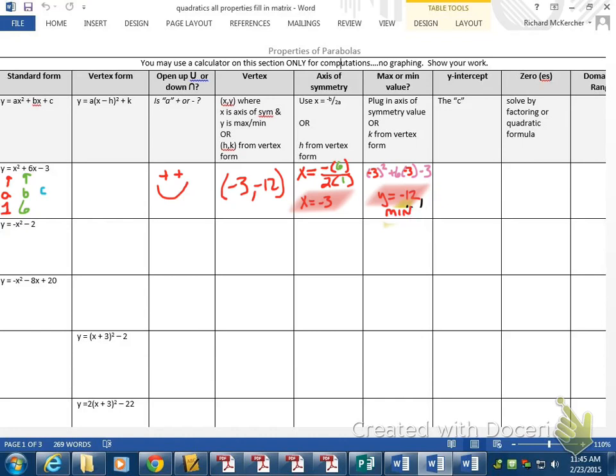Okay, the last column, the other column here, I've got the y-intercept. The y-intercept is always the c, so if I head back to my regular equation and look at the c, I can see that the c is negative 3, so that means my y-intercept is negative 3. Okay. Now, we're going to do zeros later this week. This is a little bit out of order, so I'm going to skip the zeros for right now and just talk about domain and range.